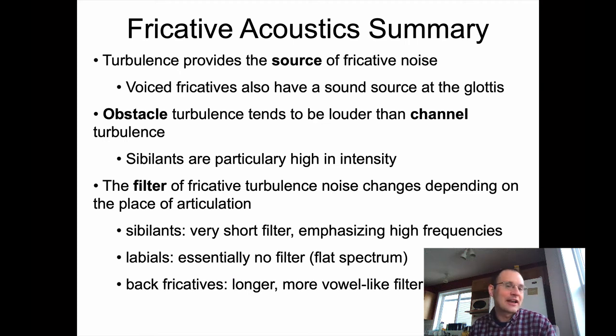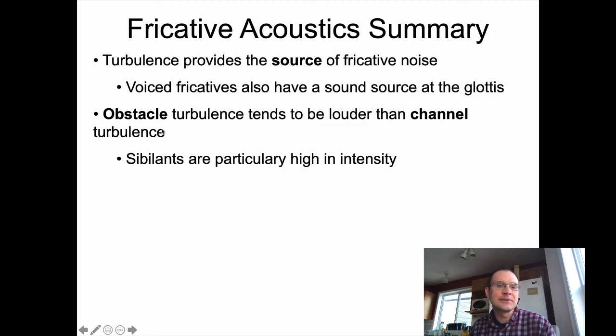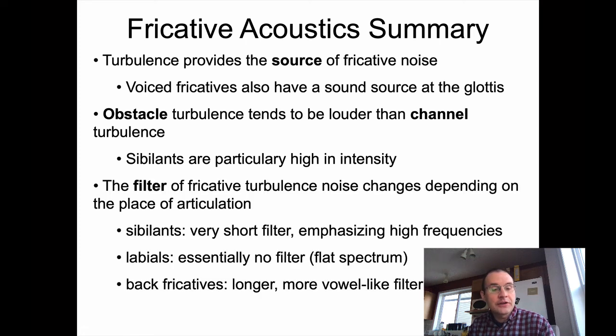Sibilants are excellent obstacle fricatives because they use the front of the tongue to direct the flow of air at the back of the upper row of teeth, creating quite a lot of noise. The filter of fricative turbulence will change depending on the place of articulation. If you have a sibilant, you have a very short filter that emphasizes the high frequencies. If you have labials like f, you remember those have a diffuse spectrum with weak energy all across the board. It's because there's not much of a filter to work with there.